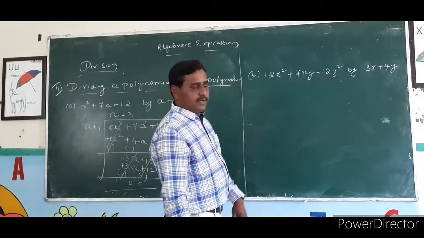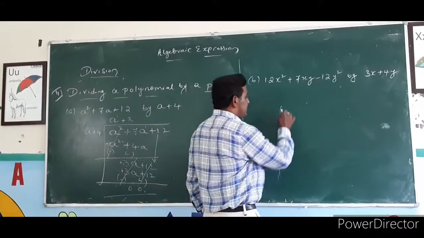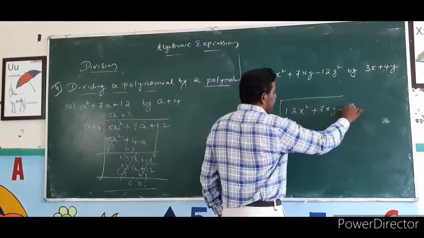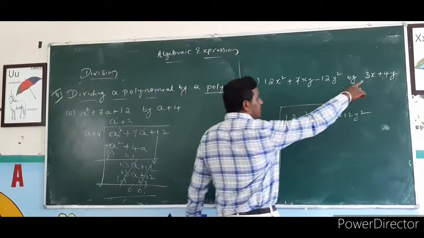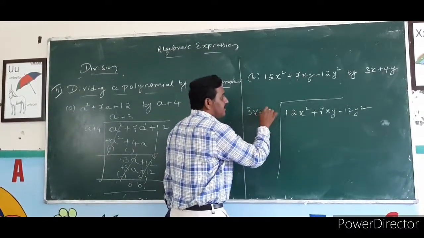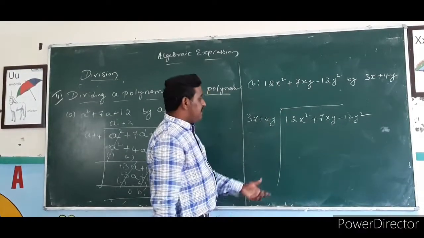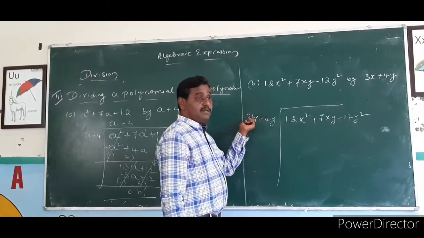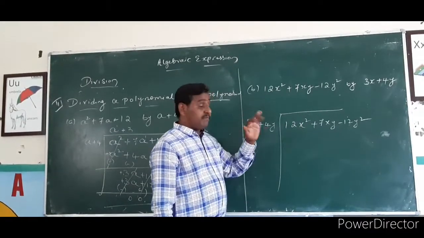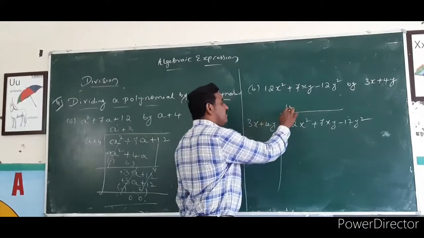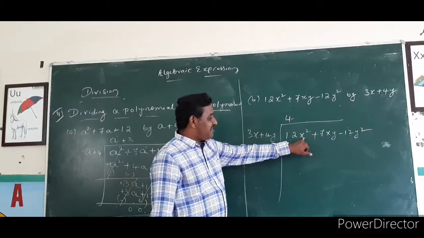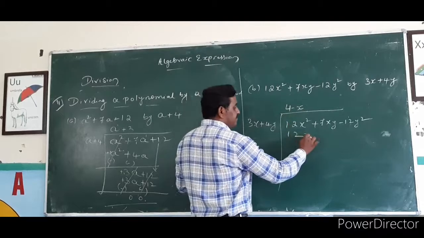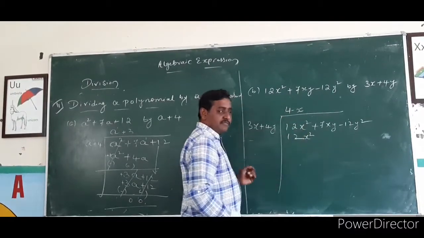Similarly for this problem also, we are going to the second problem. First, 12x square plus 7xy minus 12y square divided by 3x plus 4y. So first you consider here 12x square is there. Here 3x is there. So for 3, what should be multiplied? You will get 12. 3 4s are 12. But we want x square. Here x is there. That's why you can consider x. X into x square. You will get the same term for cancelling.